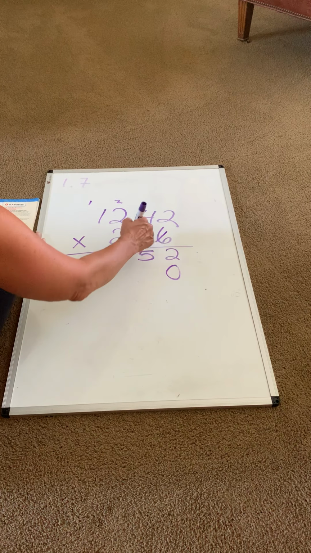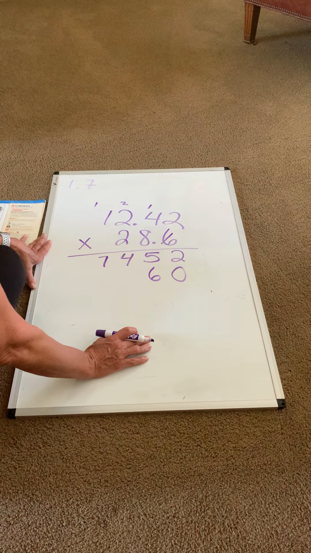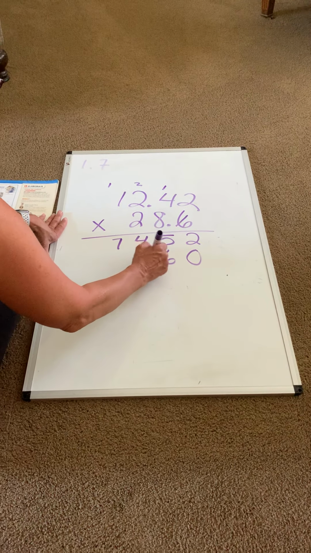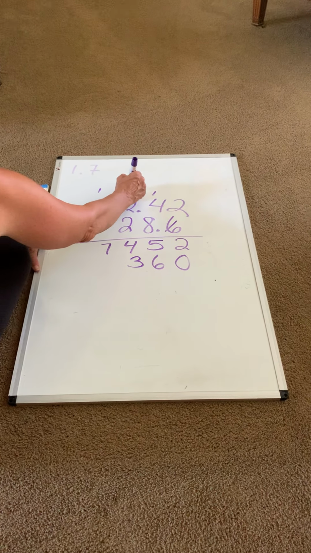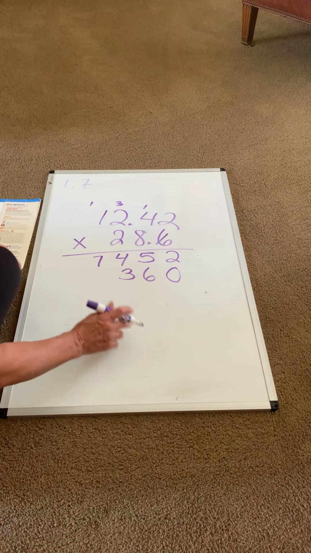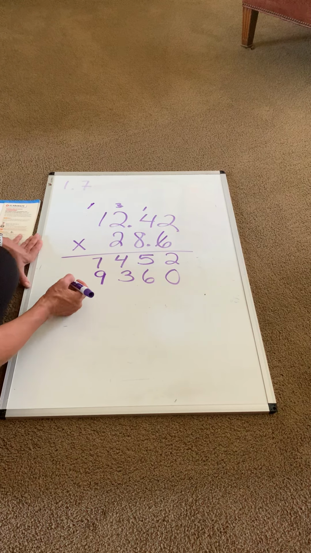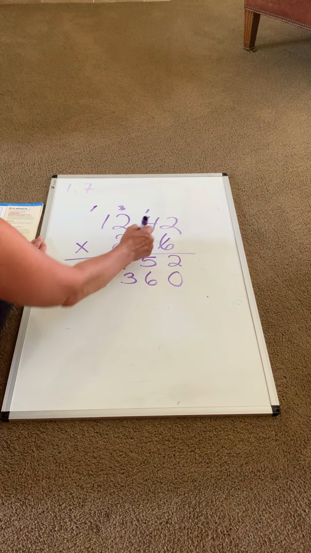I put my 0. 8 times 2 is 16. Carry the 1. 8 times 4 is 32. Plus 1 is 33. Carry the 3. 8 times 2 is 16. Plus 3 is 19. Carry the 1. 8 times 1 is 8. Plus 1 is 9. Now I'm done with the 8.